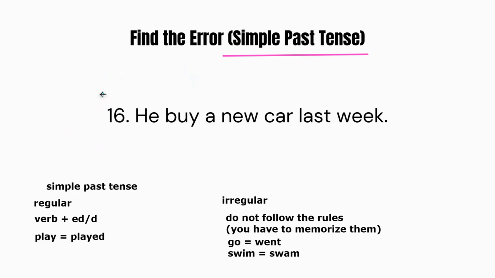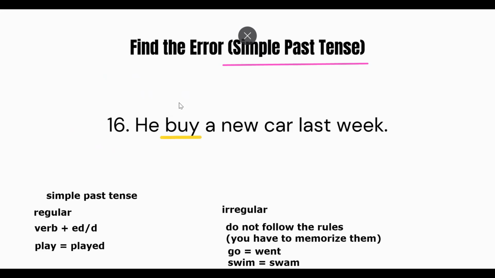16. He buy a new car last week. So our mistake is here. Buy is an irregular verb. So to change this to its past tense form, we would say bought. He bought a new car last week.